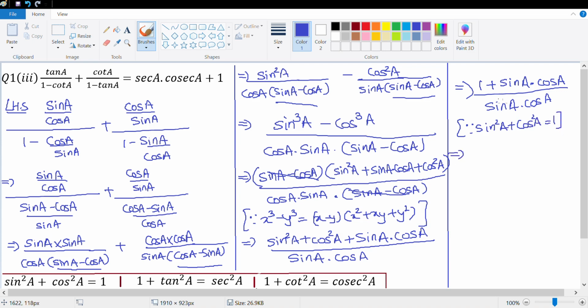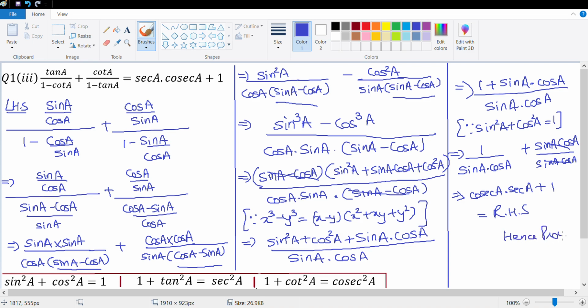Now we will divide this and write it into separate terms. So this would become 1 upon sin A dot cos A plus sin A dot cos A upon sin A dot cos A. This and this gets cancelled. So this is nothing but 1 upon sin A into 1 upon cos A, which is nothing but cosec A dot sec A plus 1, which is equal to the right hand side. So hence proof. This is exactly what they wanted us to do.